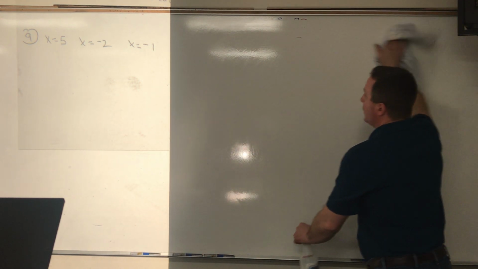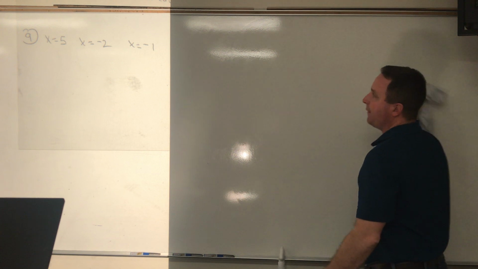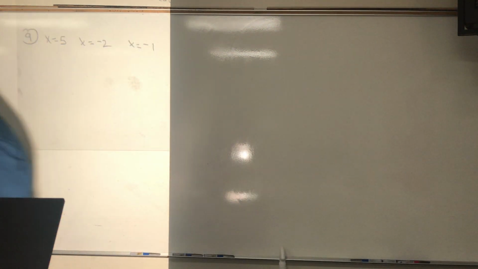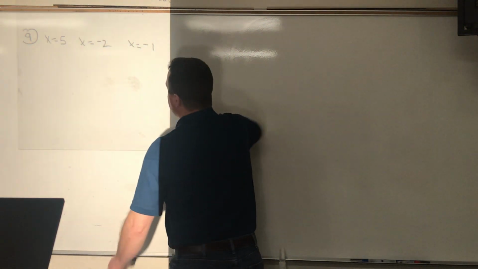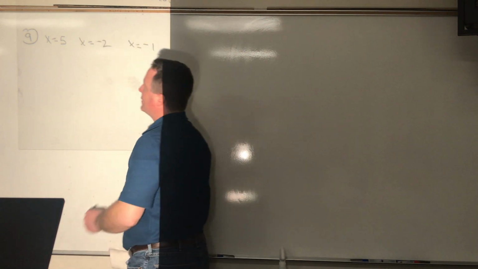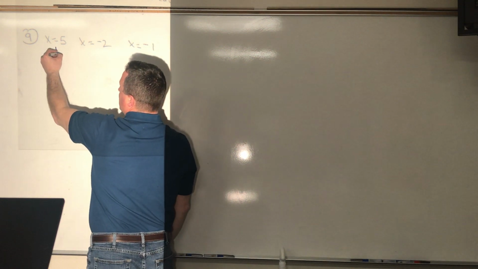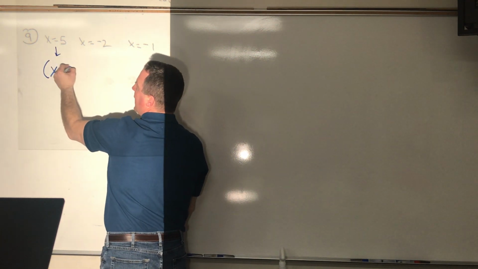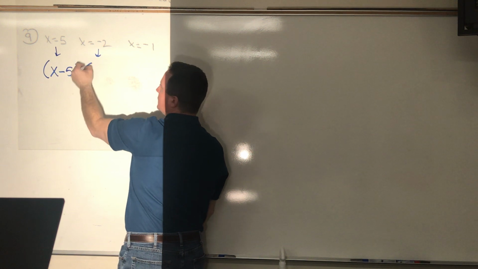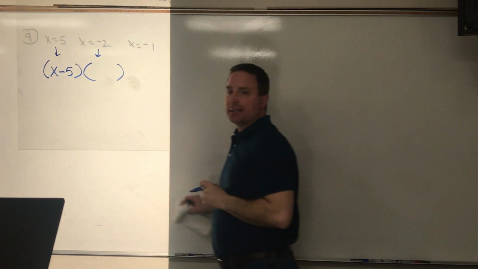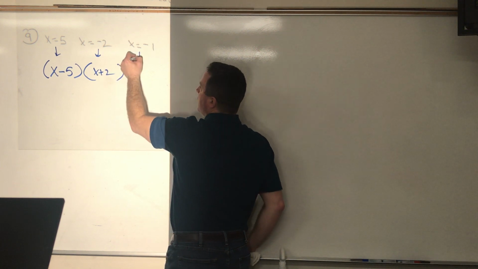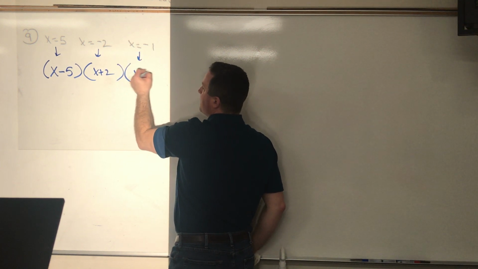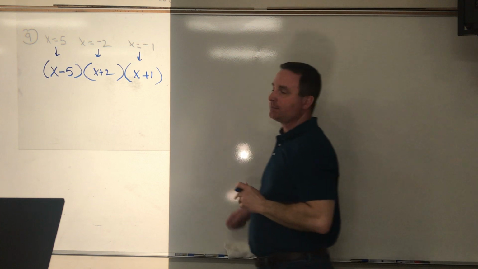We're trying to find the polynomial, the equation, the expression that gives us these solutions. And it's kind of just like doing the factoring stuff in reverse. If you remember, x equals 5 comes from x minus 5. x equals negative 2 comes from x plus 2. And x equals negative 1 comes from x plus 1.